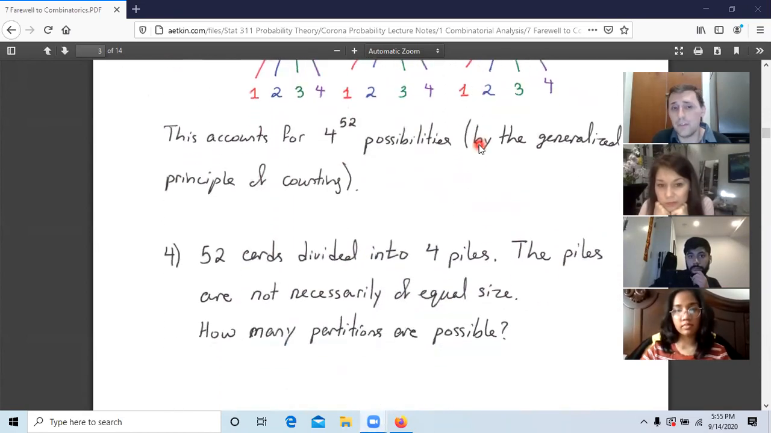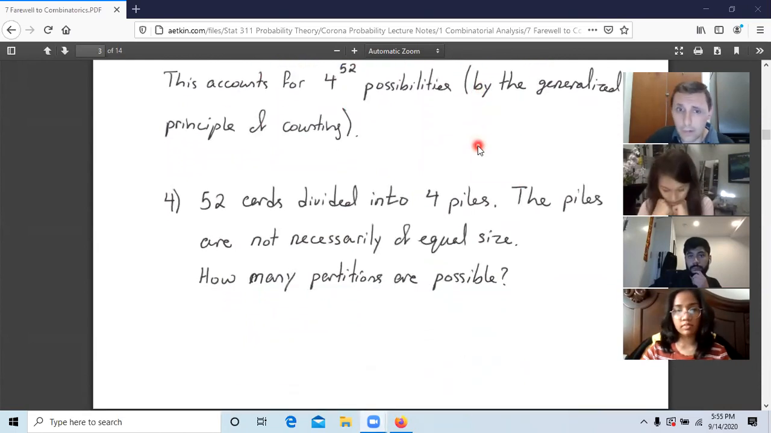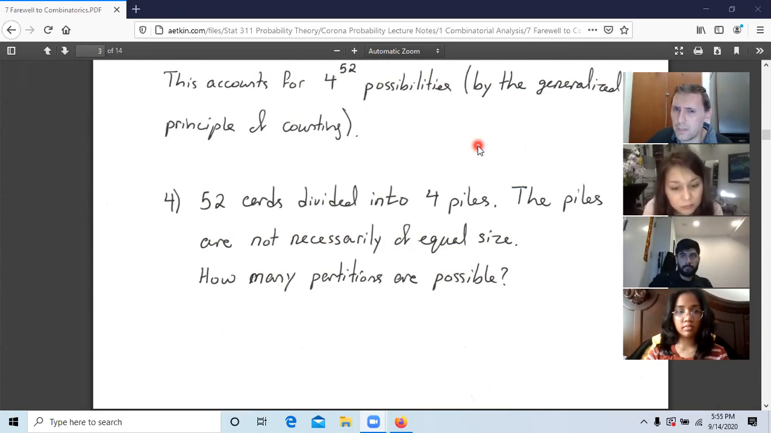Oh, and this one might be very difficult. I'm not sure. Right? So now 52 cards are divided into 4 piles, and the piles are no longer of equal size. What can you do now? You understand? So let's say it's 4 piles, we don't want empty piles. That's somewhat meaningless, right? So let's consider we have 4 piles. Each pile contains at least 1 card, because if one pile is empty, then there are 3 piles. Okay, so 4 piles means that each pile contains at least 1 card, but the piles are not necessarily the same size. What to do now?